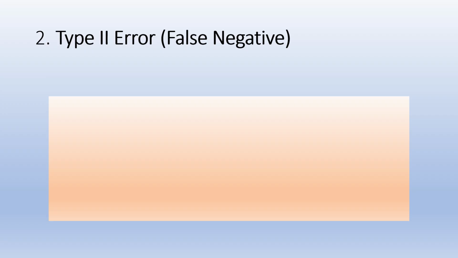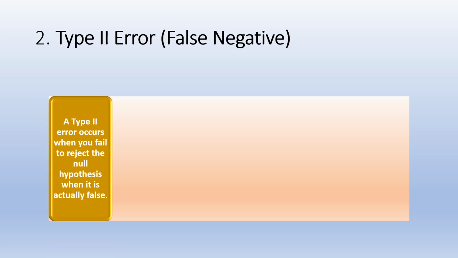Type 2 error, which is also called a false negative. A type 2 error occurs when you fail to reject the null hypothesis when it is actually false. This means that you incorrectly conclude there is no effect or difference even though one actually exists. It is also known as a false negative because you fail to detect a significant result that is truly present.